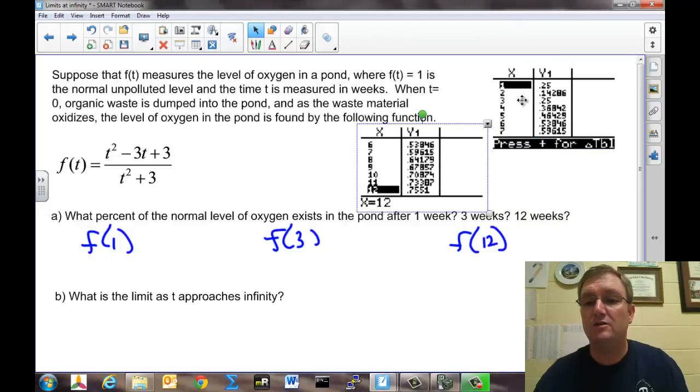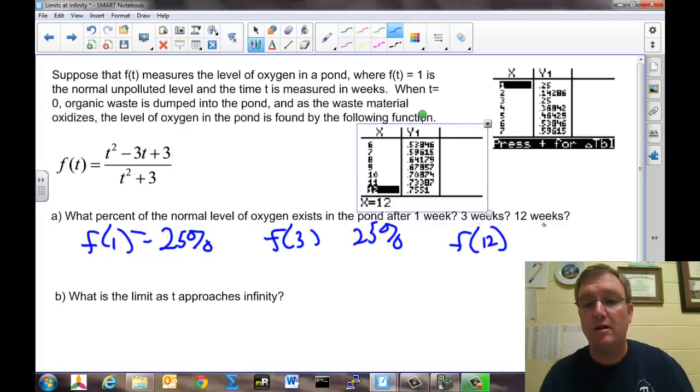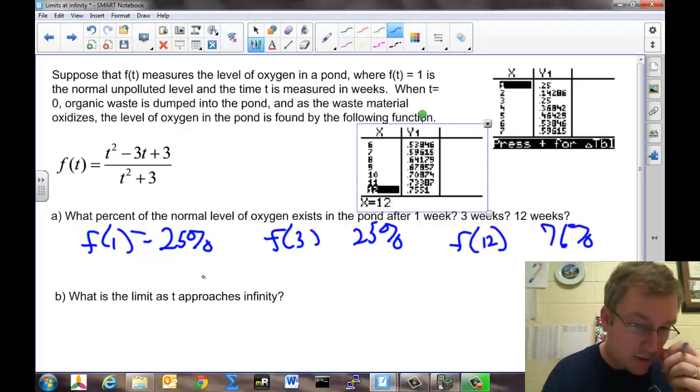So that tells us, by looking at this, that the oxygen level after 1 week had dropped to 25%, and after 3 weeks it had dropped further during week 2, but it had come back up to 25%, and after week 12 it was up to almost 76%. So that's what we're asked to do in the A part of that.